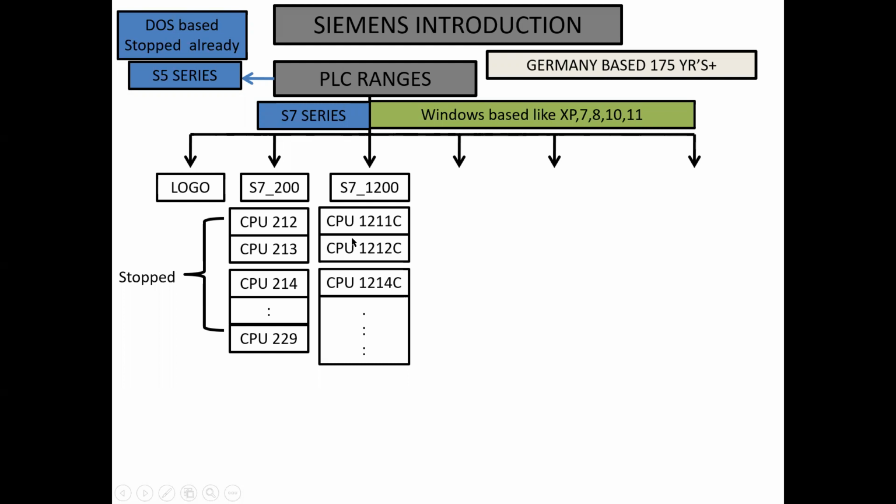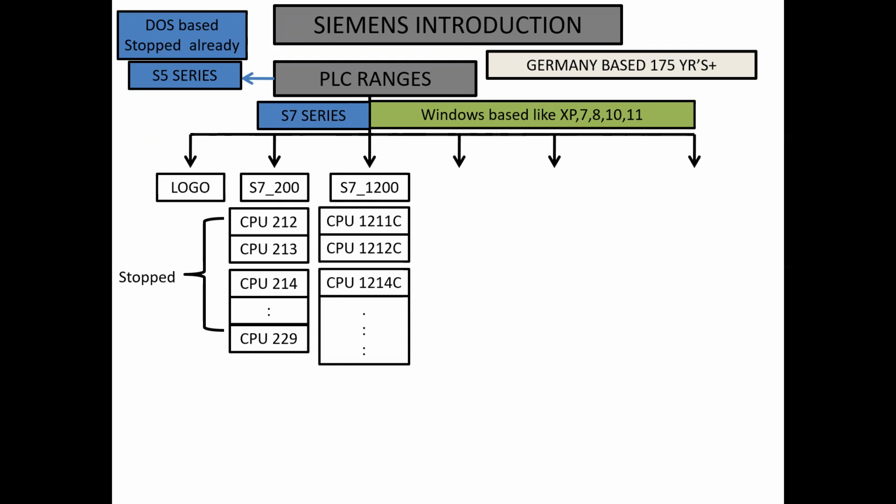But with this 1200, they launched a new software called TIA Portal. TIA stands for Totally Integrated Automation. They named it a portal, meaning one platform where I can have all the modules, because customers were getting confused about which software to use for which controller. So for this 200, there is another controller.